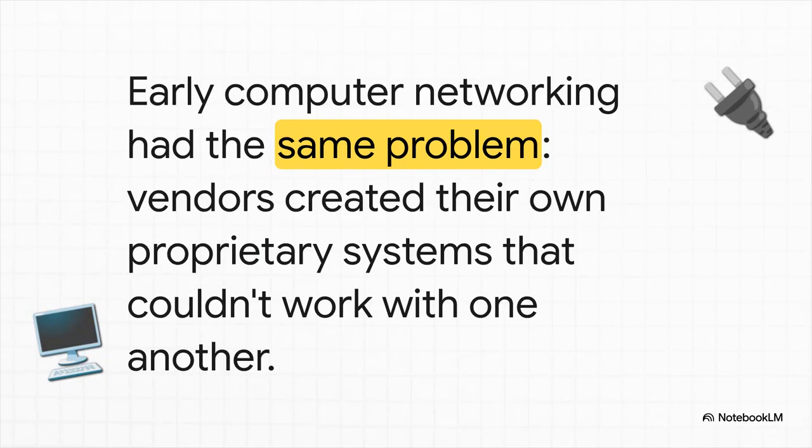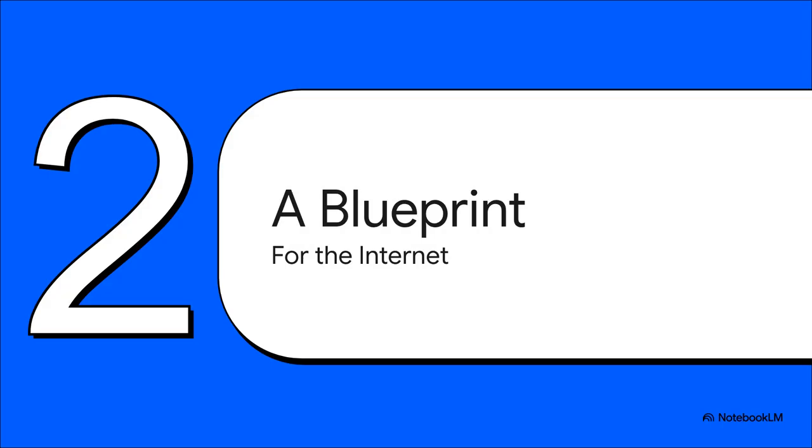Well, believe it or not, the early days of computer networking were exactly like that junk drawer. Different companies all built their own special networking rules. A computer from IBM couldn't talk to one from Dell. It was a total nightmare for data. So to fix this digital mess, the world needed a universal translator. It needed a common language that every single computer could speak. Basically, it needed a blueprint.